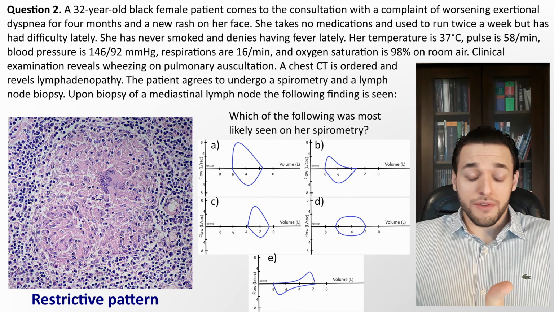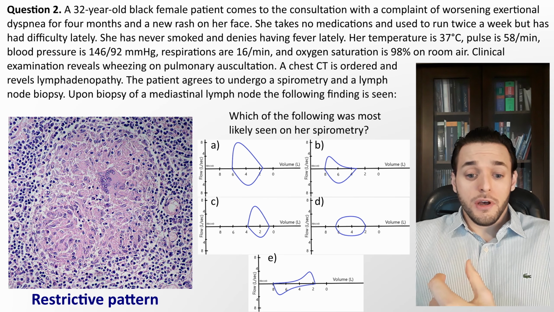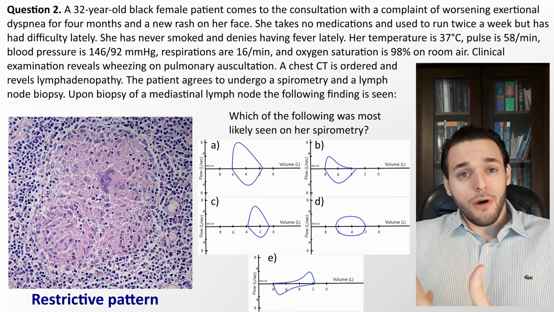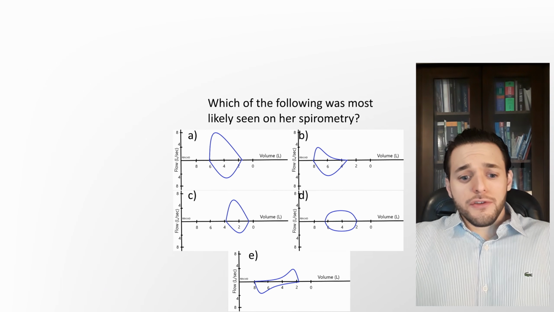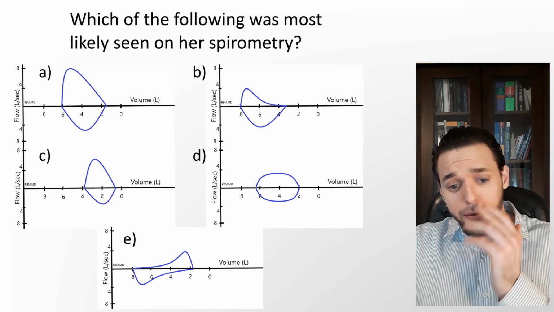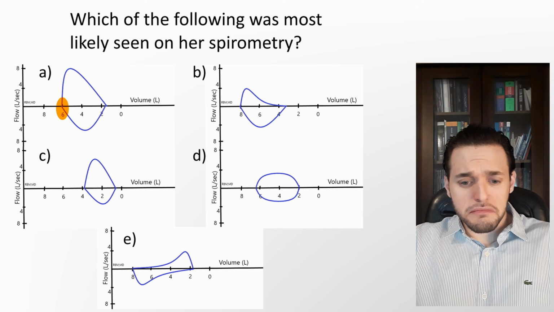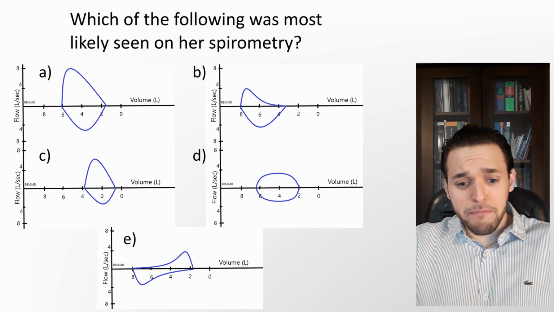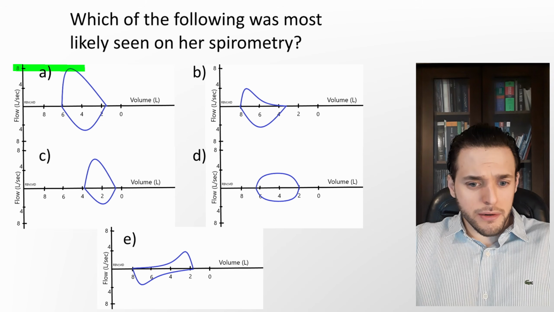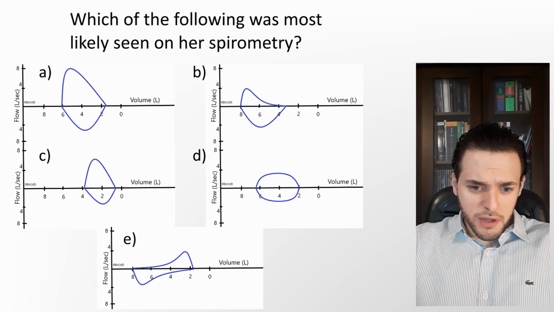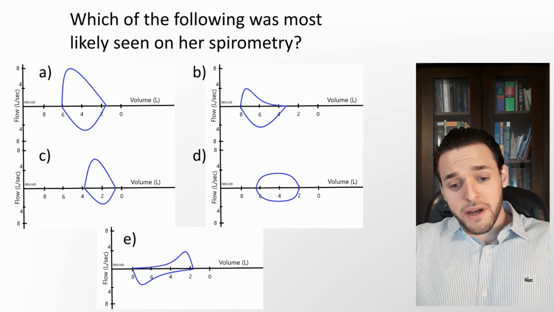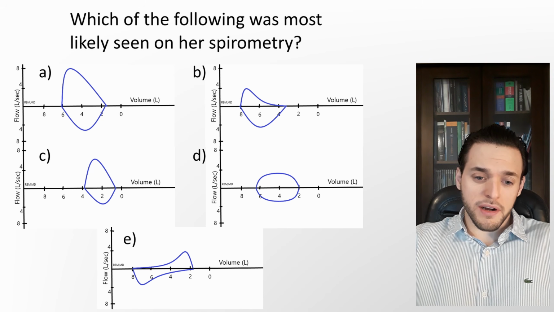And now here what I want you to know is, do you know how to recognize a restrictive pattern on a spirometry? Here on A you have a patient that has a total lung capacity around 6 liters. Okay, no problem here. And the flow is reaching 8 liters per second here on inspiration, and then a bit more, around 5 or 6 on expiration. Okay, the values don't matter as much as the shape of the curve.